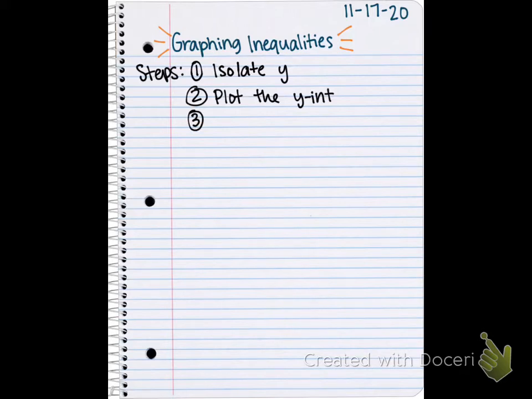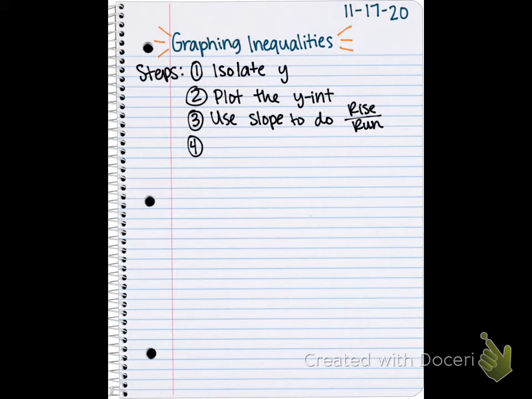Step 3 is to use slope to do rise over run so that you can find your next point, plot it on the graph so we can make a line. Use slope to do rise over run. All right, step 4. This is when it gets kind of new, a little crazy, so buckle your seatbelts.